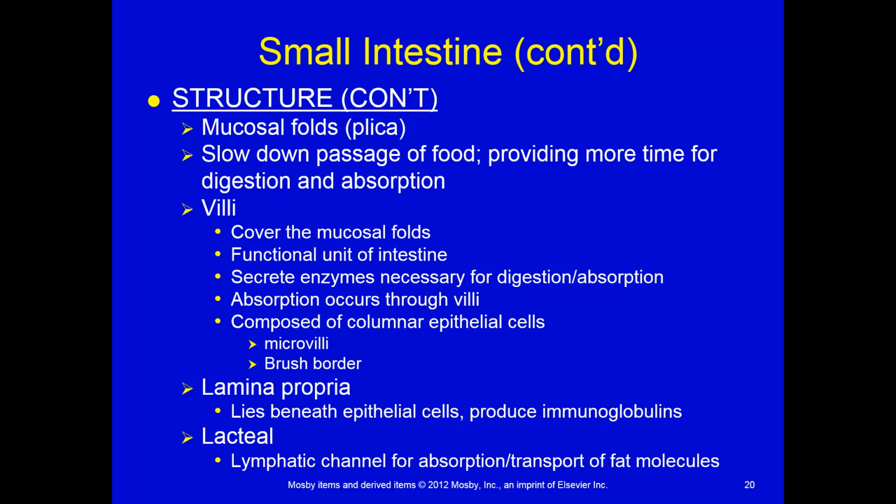I think I remember one of our teachers in nursing school telling me that if you would literally look at a vial of blood after a really big fatty meal, you can actually see, under the microscope or in the lab or something, that it looks lighter. It looks pinker instead of red because of the lipid content in that blood. And that's because of the absorption through the lacteals.